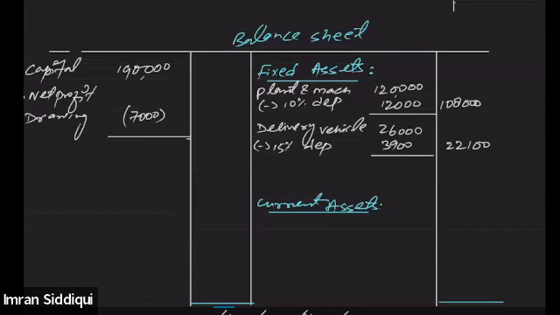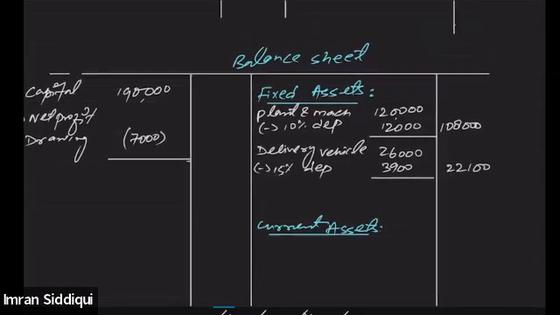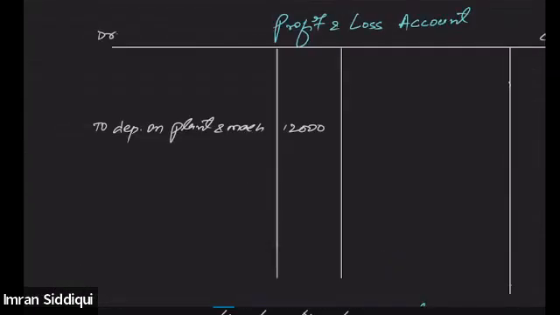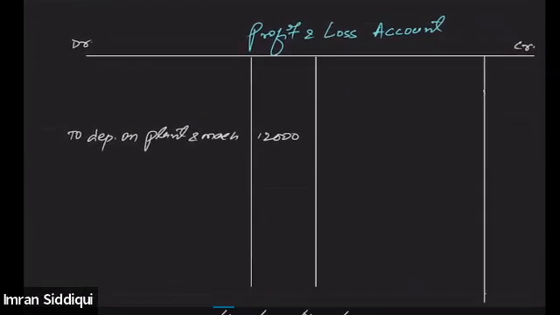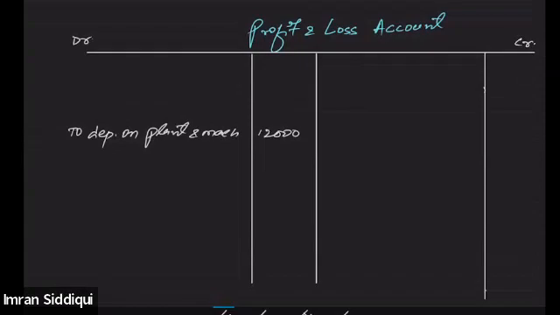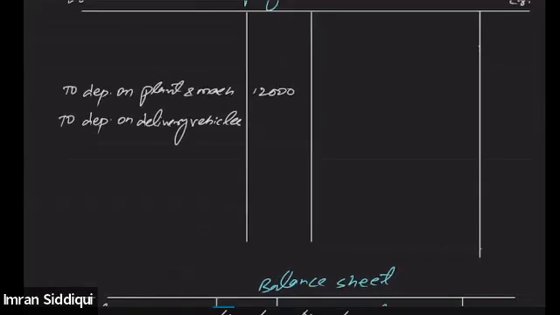And because it is an adjustment entry and depreciation is an indirect expense, we will be taking this same information, same value, to the profit and loss account as well. So depreciation on delivery vehicle. Right, and the amount was 3,900.